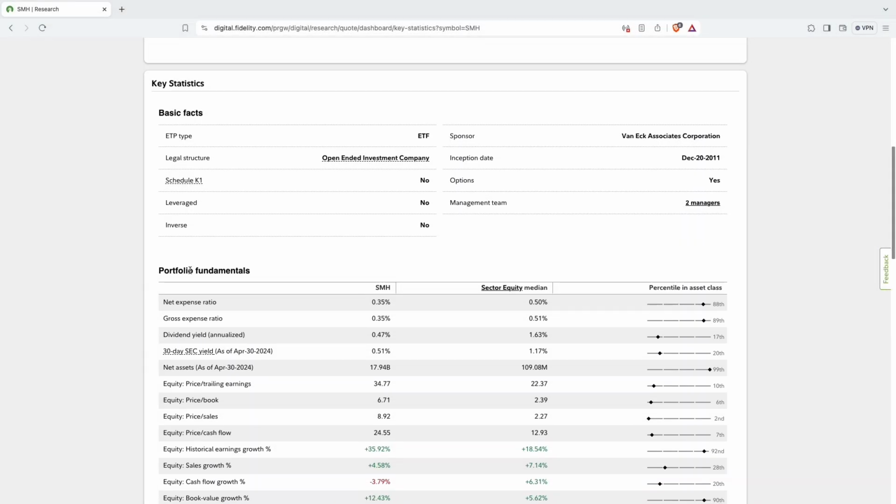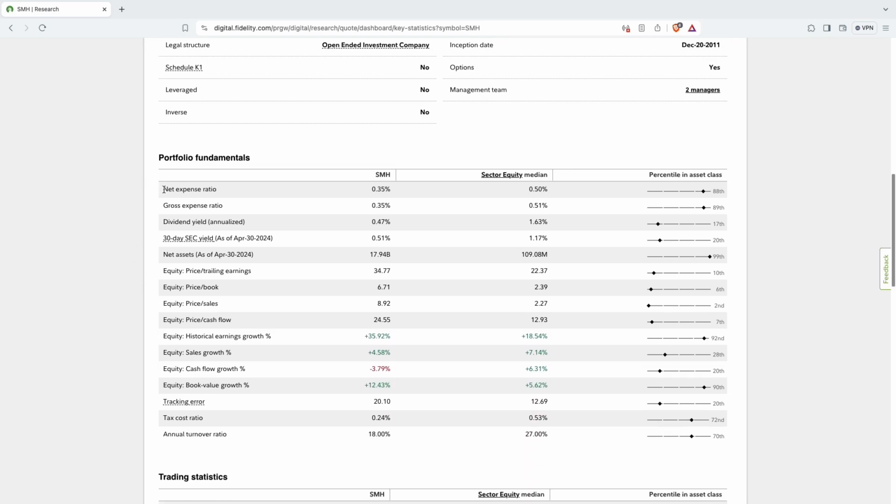So we're back on Fidelity's website. Let's go over portfolio fundamentals. Once again, we can see here the expense ratio, 0.35%. While it still may seem high compared to the major index ETFs, looking at the sector median of technology, it still beats that. So it's the top 88th percentile. So it's still very good, especially the amount of performance and growth you're getting in this industry. I'm willing to pay for that 0.35%.